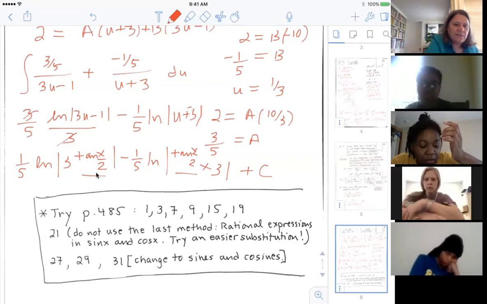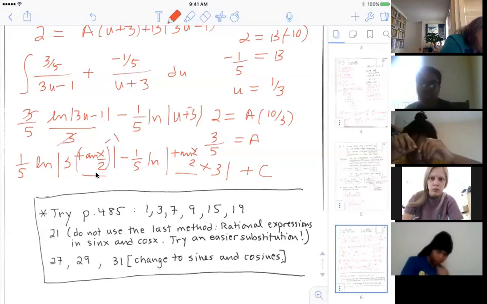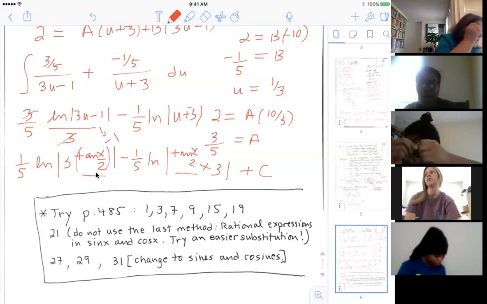And by the way, wait just a second. Let me correct one thing. It was 3u. This one was 3u minus 1. That's what was from right there. I just saw that error.